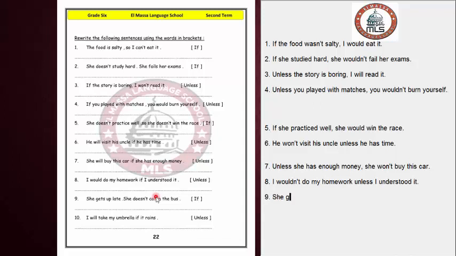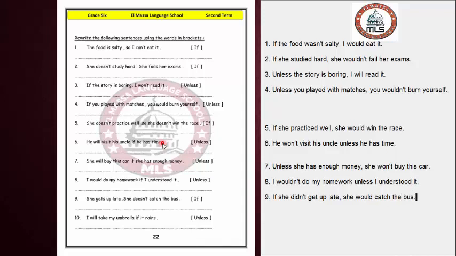She gets up late. If she didn't get up late, she would catch the bus.